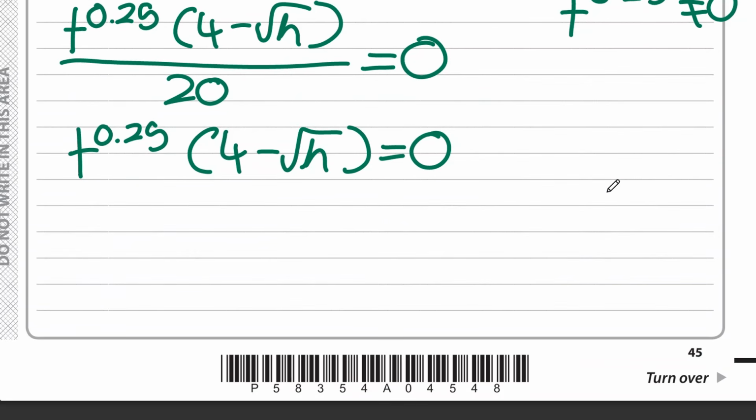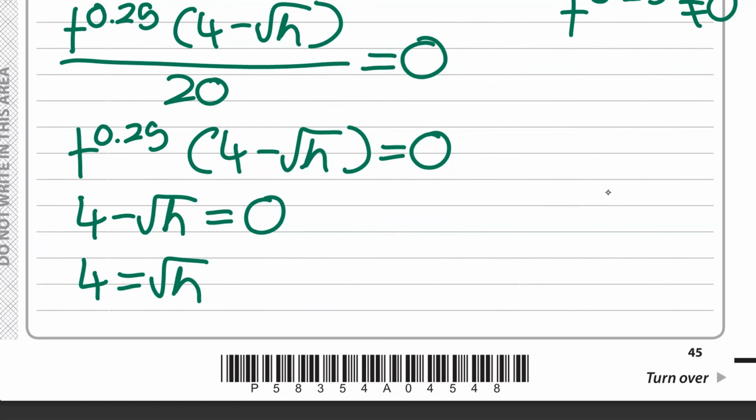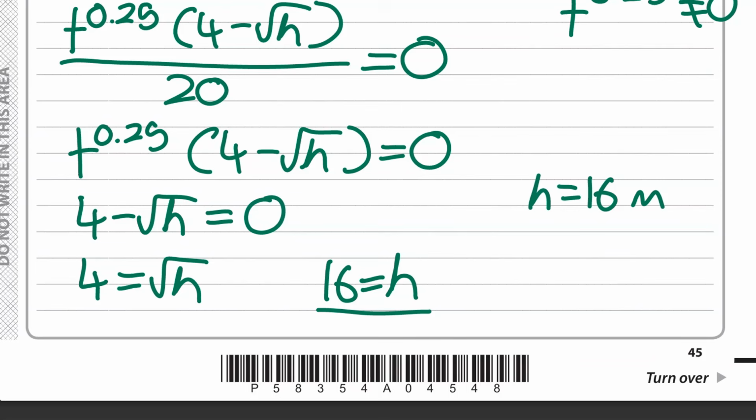So therefore if we divide by it, we say that 4 minus root h is equal to 0. Move the minus root h to the other side, so we get that 4 is equal to root h, and then square both sides, so we get that 16 is equal to h. So this here is the maximum height. Remember, h is equal to 16 and it's in meters.